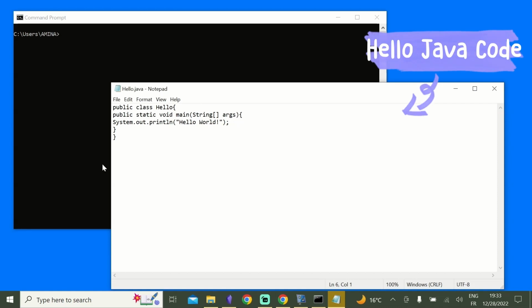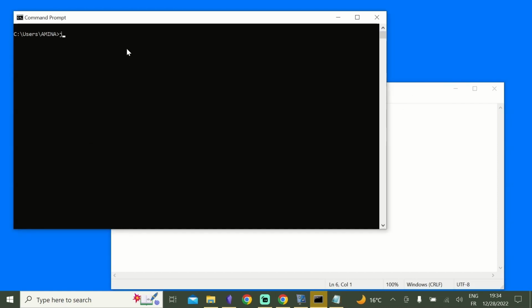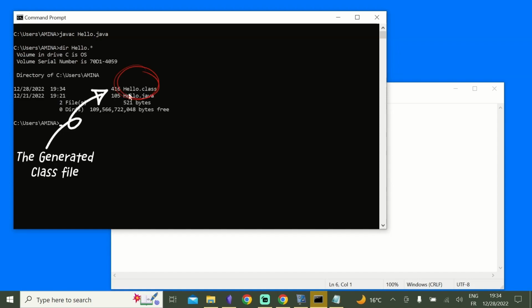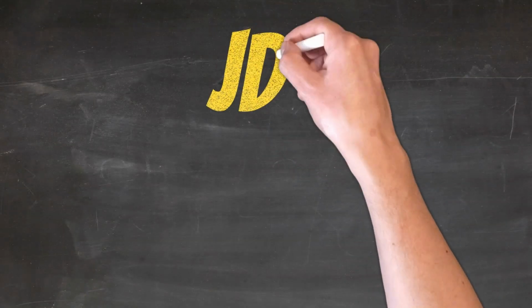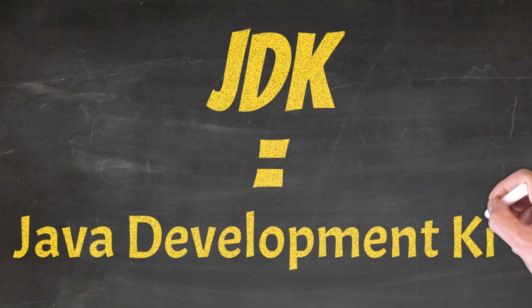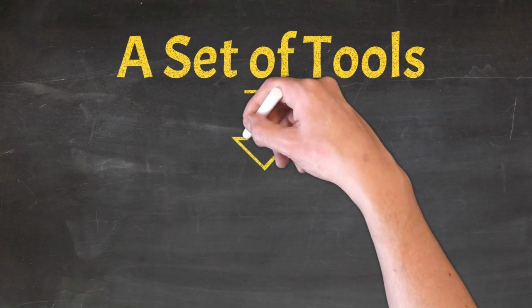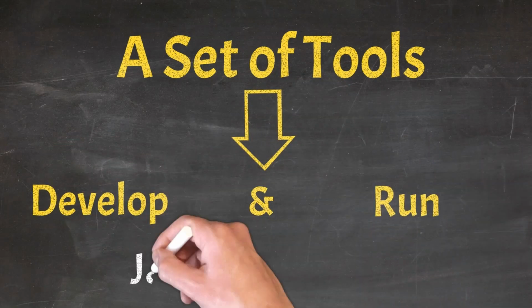As we've seen in the How to Install Java video, or as you may know, when we wrote the Hello World Java program, we first created a Java file. Then we ran the javac command that generated a .class file. The javac command is part of a tool called JDK. JDK stands for Java Development Kit, which is a set of tools for developing and running Java applications.